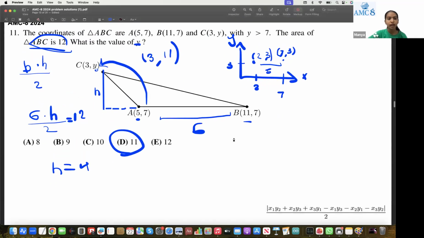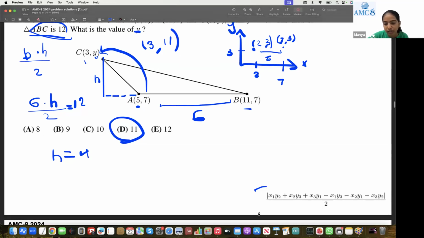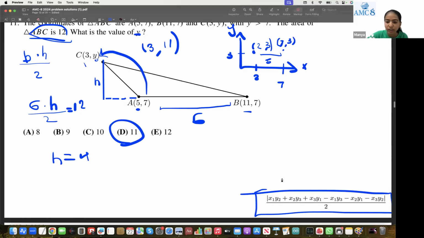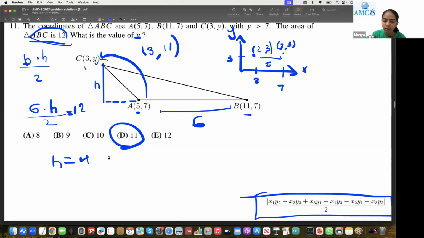Oh yeah, I forgot to tell you, but there's another way to solve this problem as well. Since there are three coordinates right here, 11, 7, 5, 7, and 3, 1, we can replace these with x1, y1, x2, y2, and x3, y3. And we can use the shoelace theorem, which is this formula right over here. And we can just solve this again, and we would still be getting the same answer, 11.